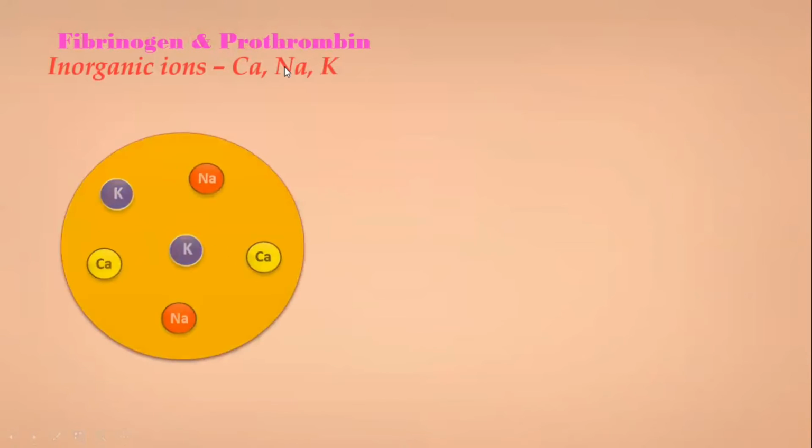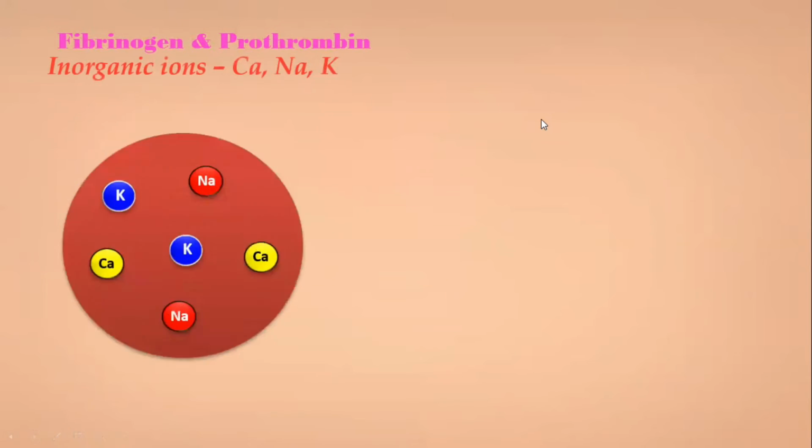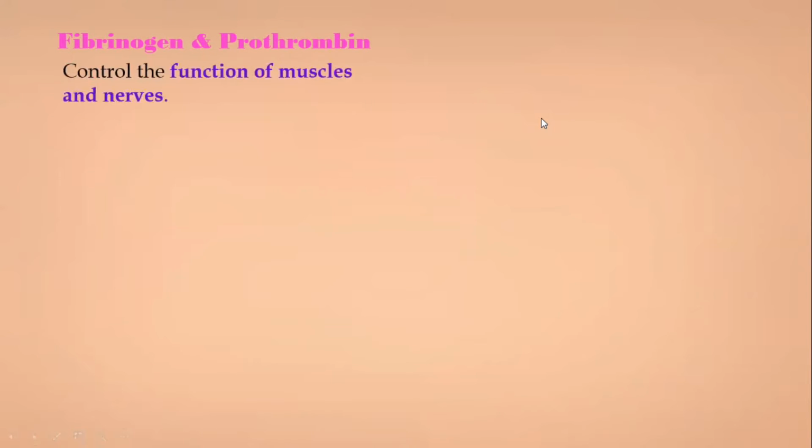Plasma also contains inorganic ions, that is Ca, Na and K. Ca means calcium, Na is sodium and K is potassium. They control the function of muscles and the nerves as well.